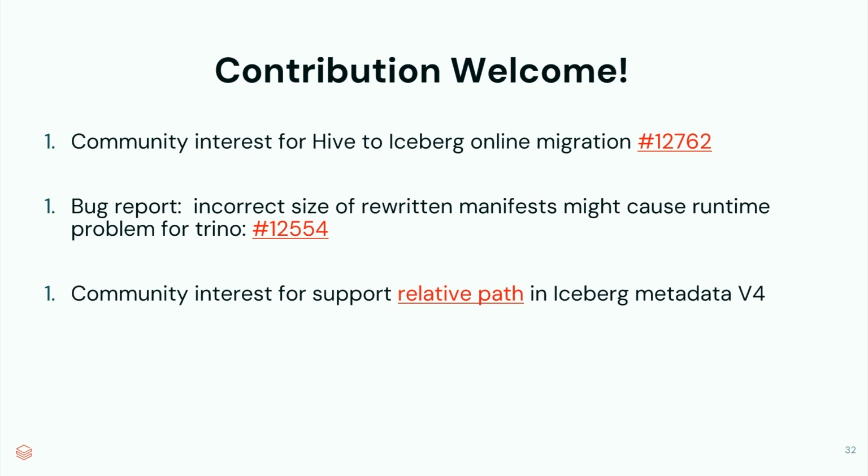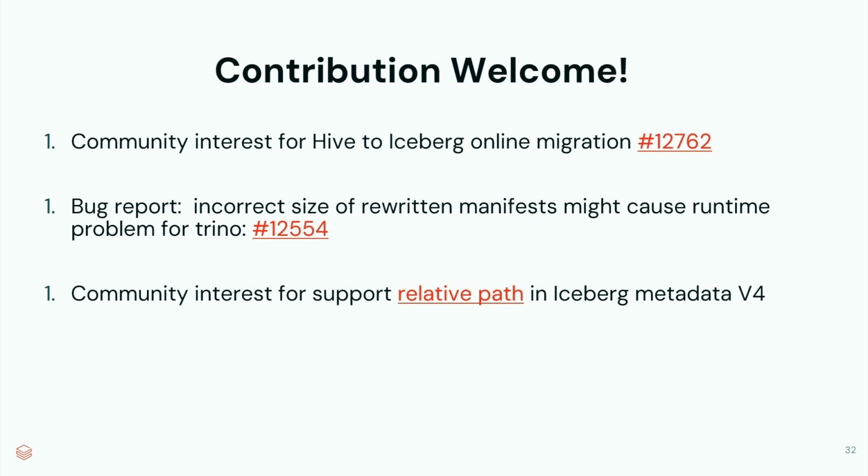There are some bugs reported from the community where some of the manifests we have rewritten have a different size. It's not a problem for Spark, but some engines like Trino rely on the Iceberg metadata to provide accurate sizing. And that's something we're looking to solve.